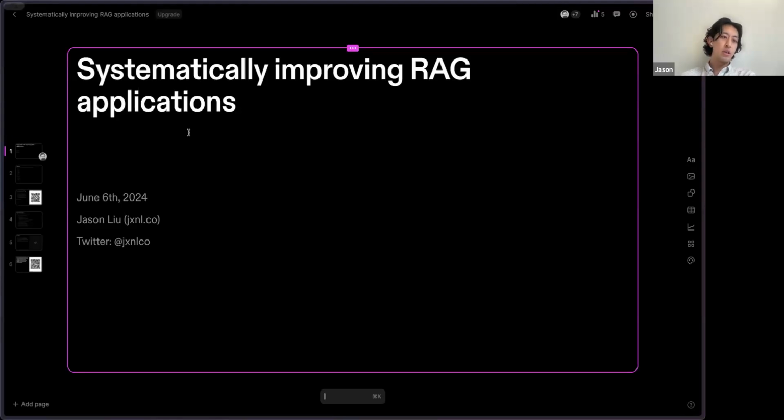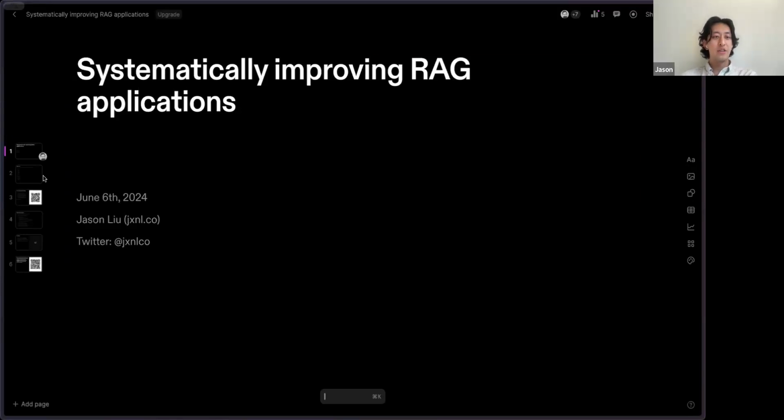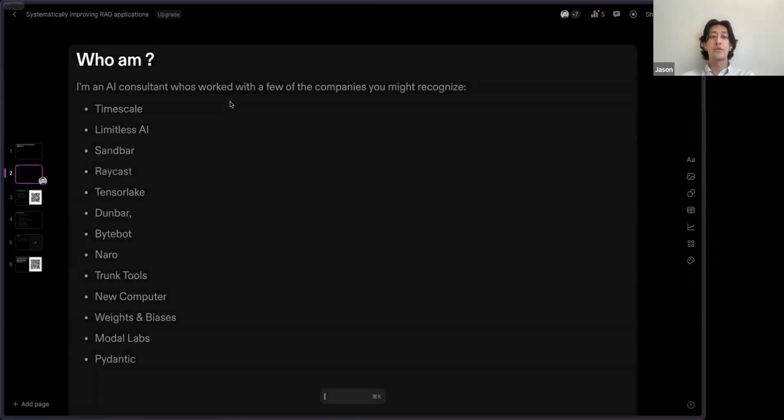Before we get started, I just want to roughly introduce myself. I imagine most people here might be a little bit familiar with me from Twitter, but my actual background is that I am currently doing a lot of AI consulting for companies that do work in the LLM space and the RAG space. You might notice some of these companies here, for example, Trunk Tools, Narrow, Limitless. They're all RAG tools.